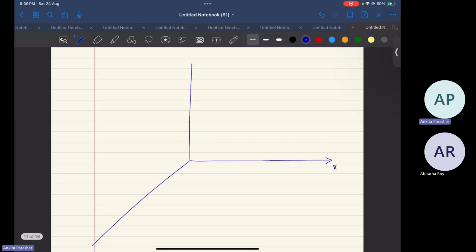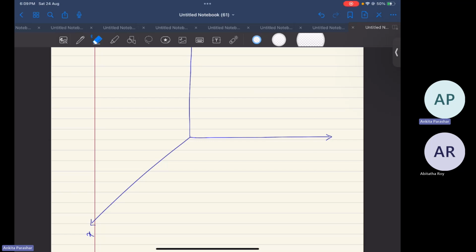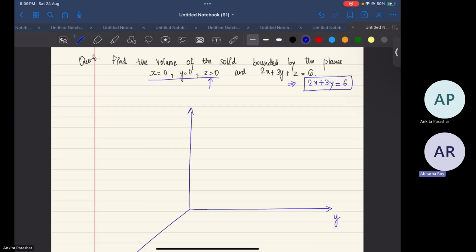This is my x plane. This is my y plane. This is my z plane. Okay, so first of all, we are given a certain surface, which I don't know how to draw, but there is a certain surface.